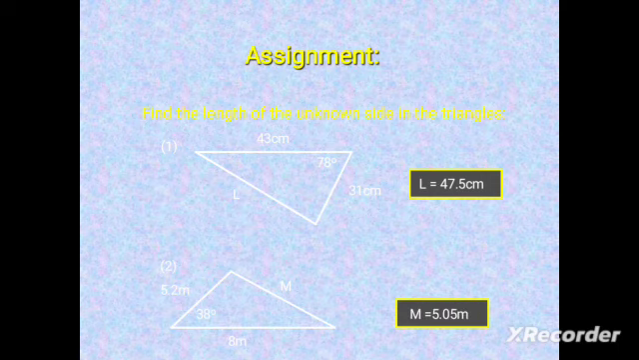Number 2, we have the triangle with sides 5.2 meter, 8 meter, and the side M, and an included angle of 38 degrees. If you do it well, you get this answer, which is M is equal to 5.05 meter.